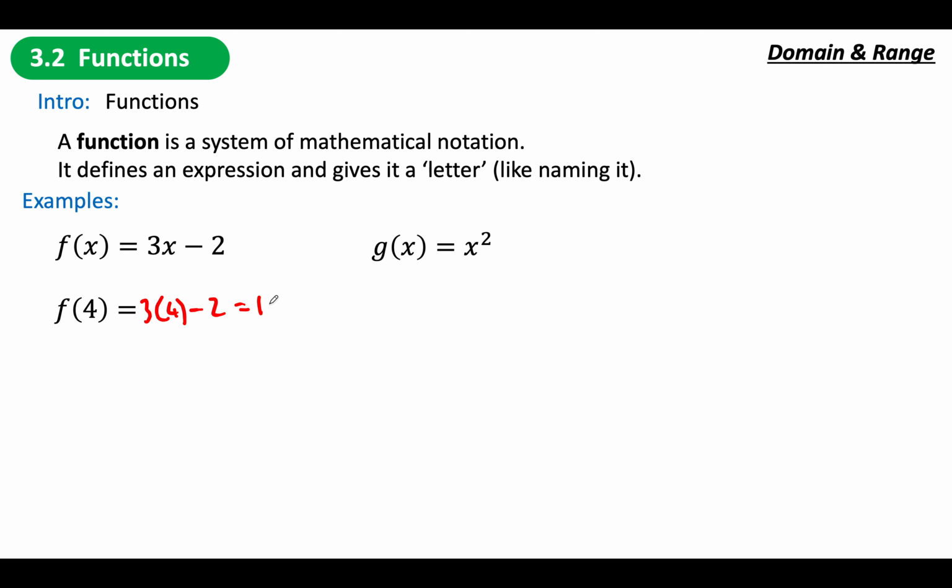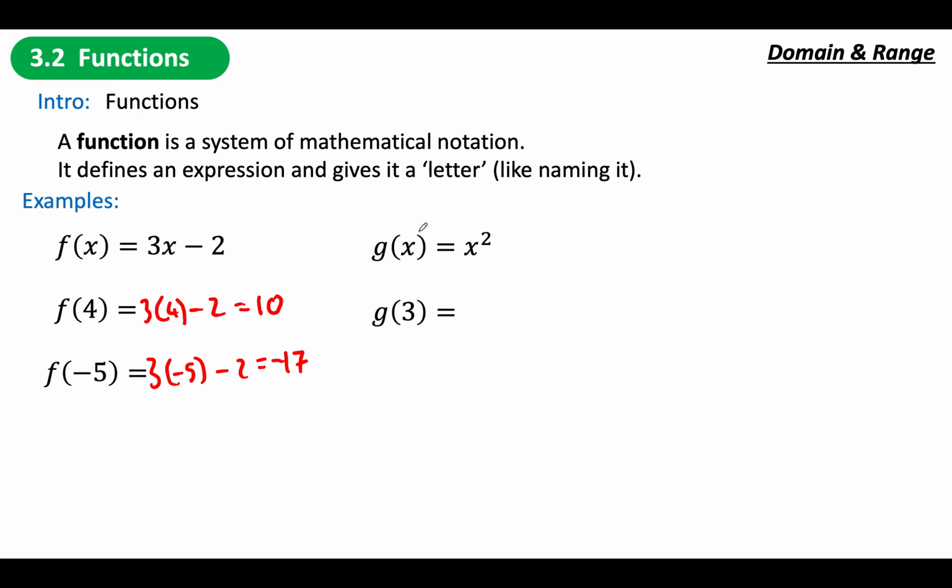And then, again, it's going to have exactly the same answer because it's exactly the same maths. It's no different. It's just a way of naming something. And if you had, say, f of negative 5, it's still exactly the same function. You just substitute it in. 3 lots of negative 5 is negative 15. Take away 2, we get negative 17.